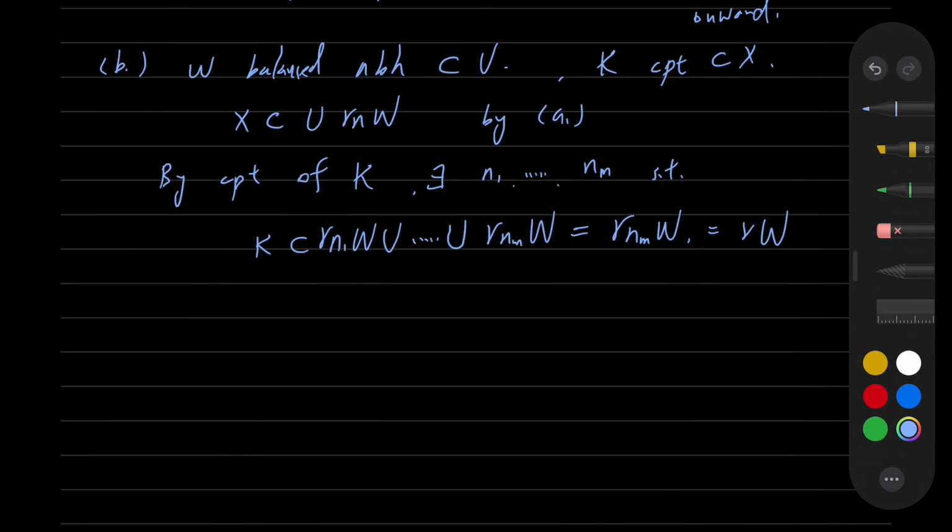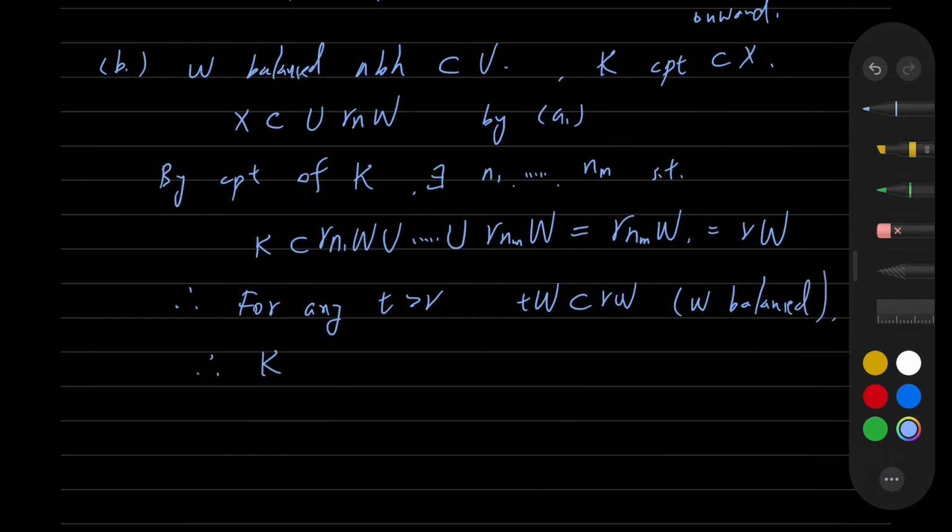Then this just implies that it's bounded, right? Because for any t larger than r, tW contains rW as W is balanced, which implies that K is bounded.